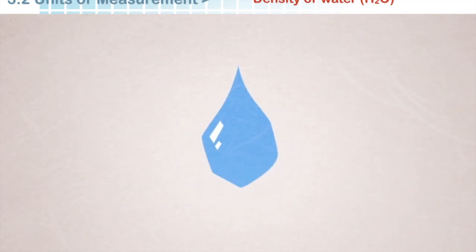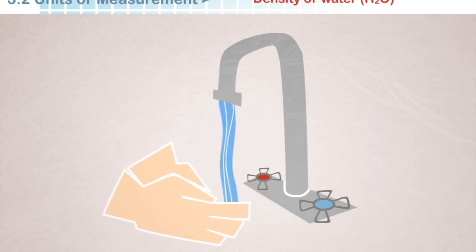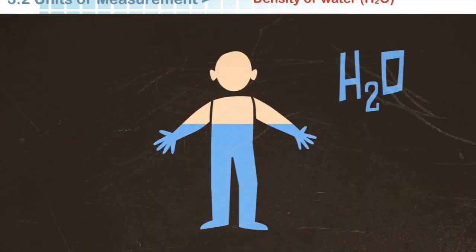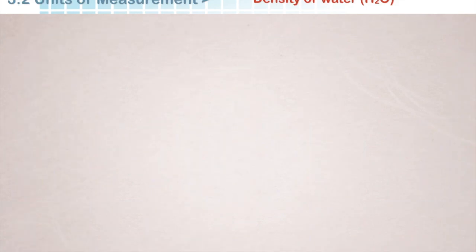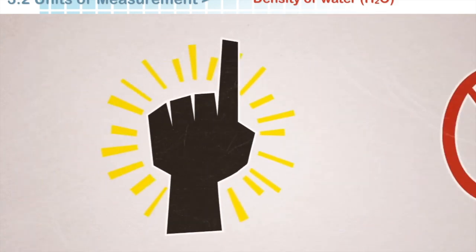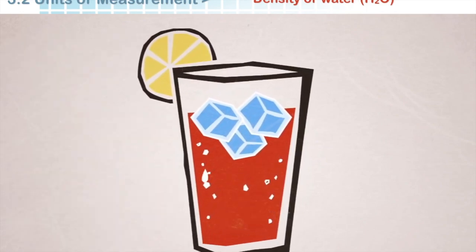Water is the liquid of life. We drink it, we bathe in it, we farm, cook, and clean with it. It's the most abundant molecule in our bodies. In fact, every life form we know of would die without it. But most importantly, without water, we wouldn't have iced tea. Iced tea.